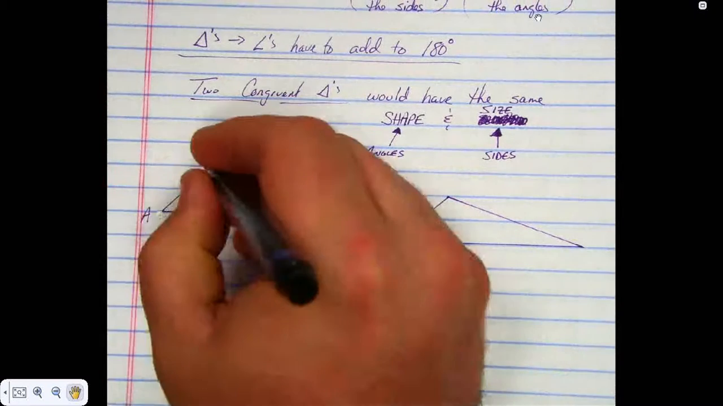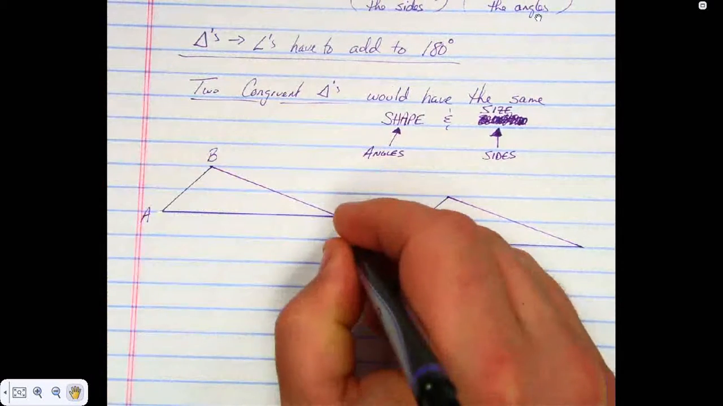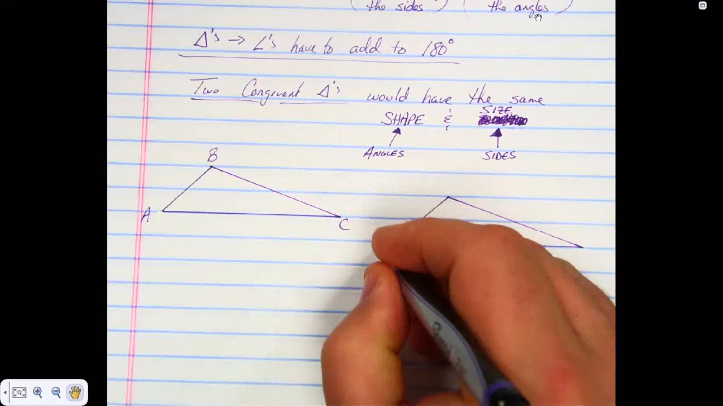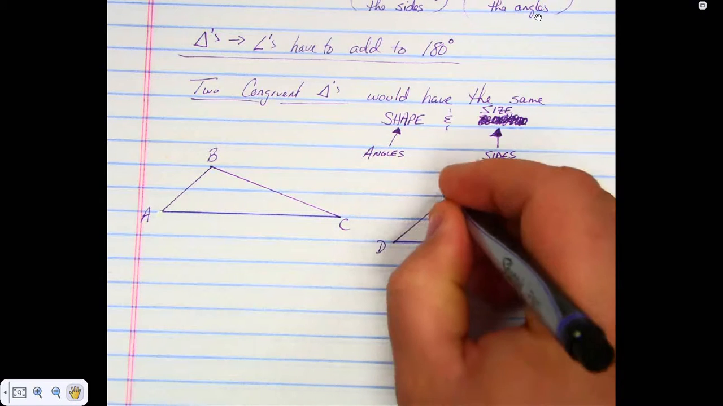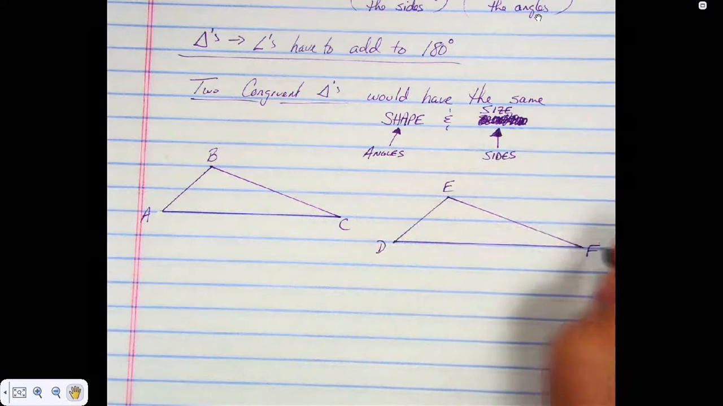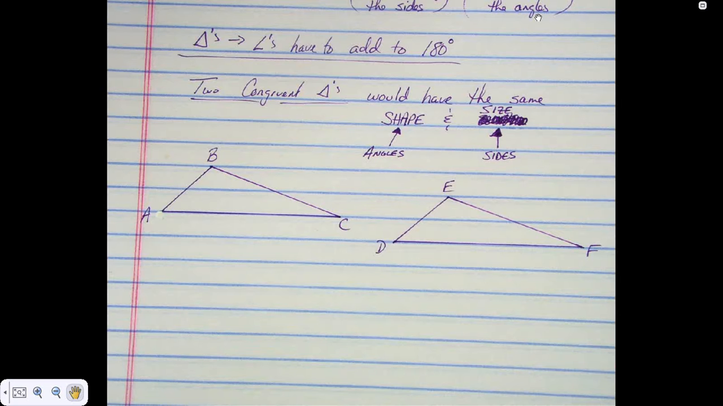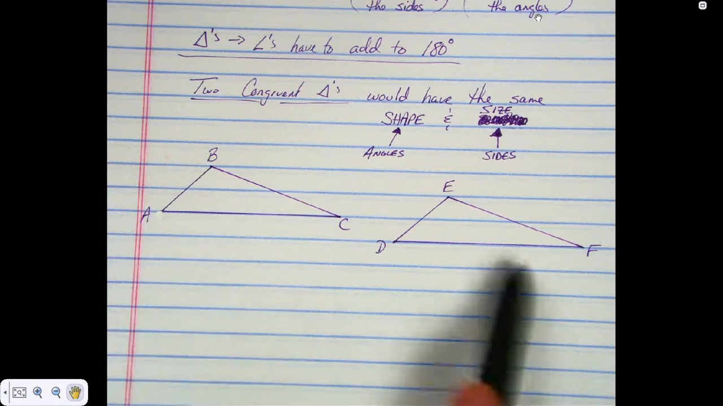We'll call this triangle A, B, C, and this one triangle D, E, F. Does it look like I drew pretty close to two congruent triangles? Yeah. I did that by measuring the sides and using these horizontal grid lines.